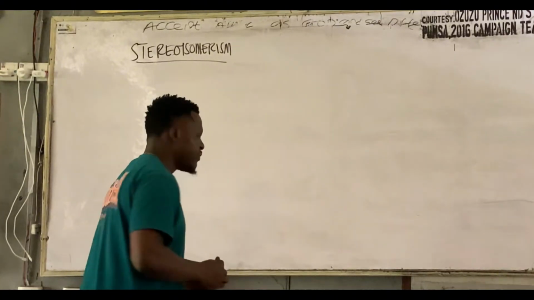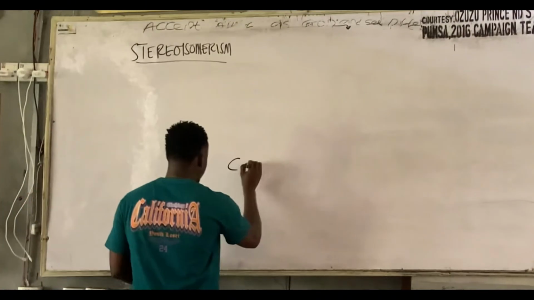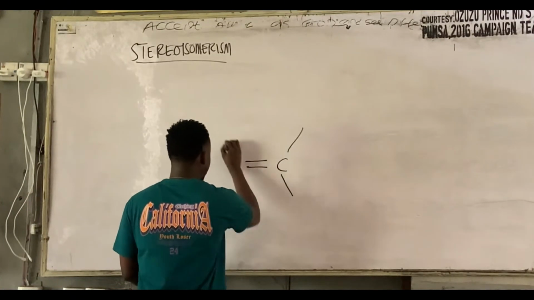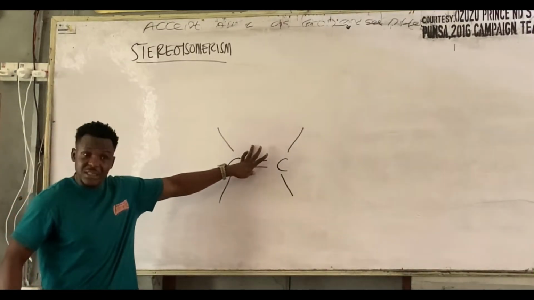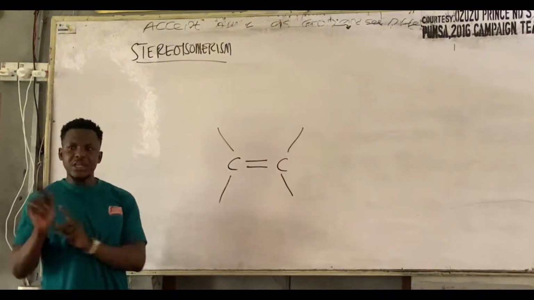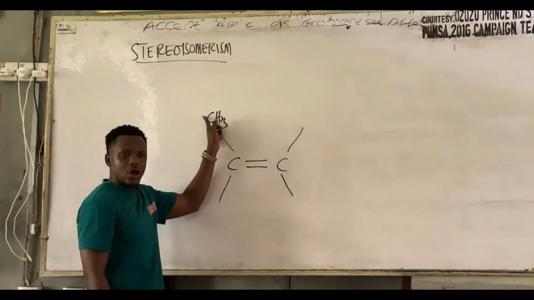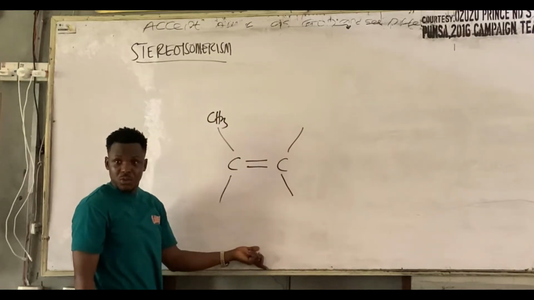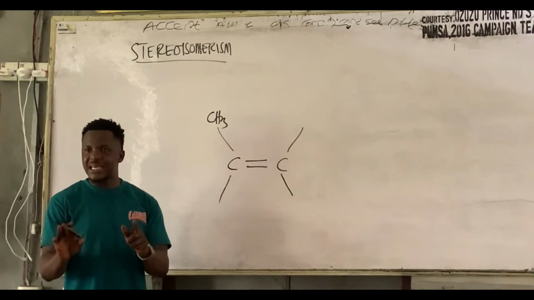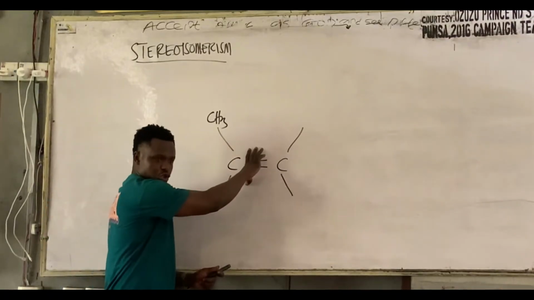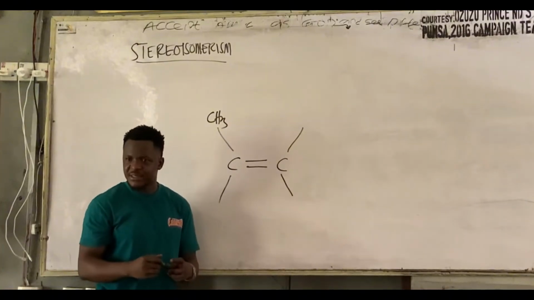Example, have you heard of cis and trans before? The cis and the trans will always have the same structure. The only difference is that in cis, what is up will no longer be what is up in trans. But in terms of their structure, it is the same. The only difference is the arrangement of the atoms in space.